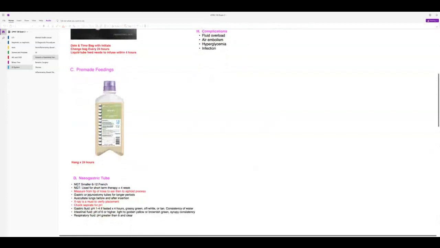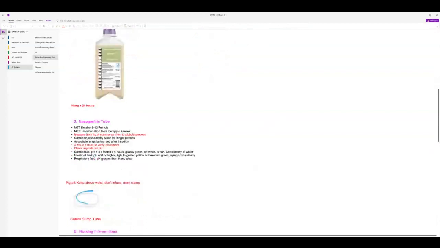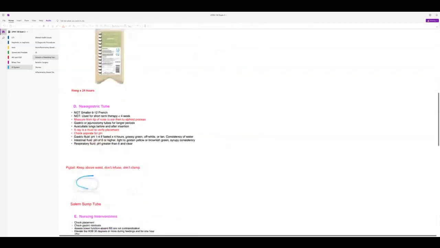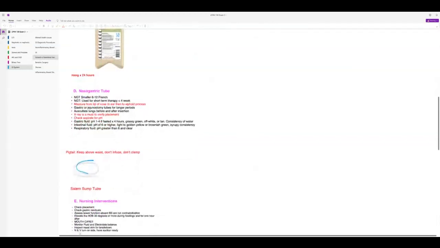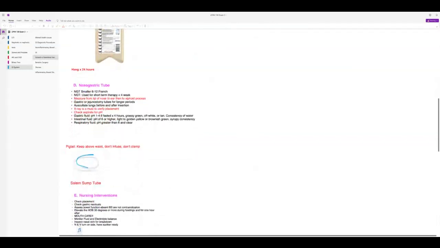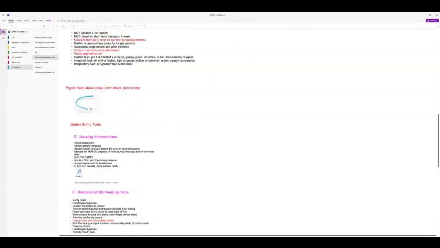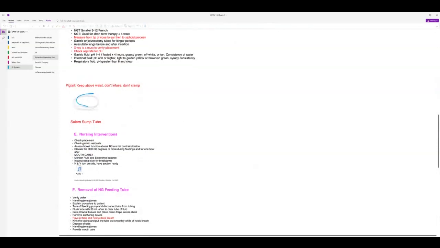With an NG tube, okay, so the gold standard for checking where it is an X-ray and check the aspirate for pH. You want a low pH, like 1 to 4. This is a nasogastric tube, and when patients are first getting enteral feedings, this may be the route you have to go. Okay, that's a Salem sump tube.